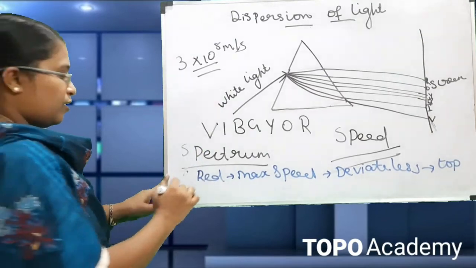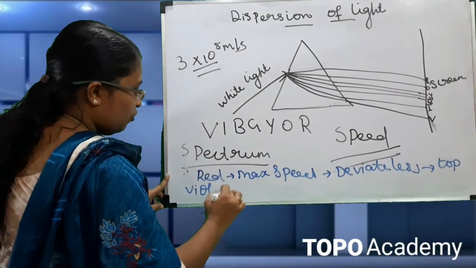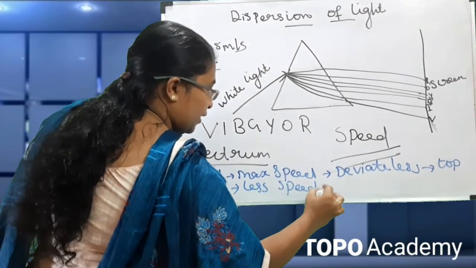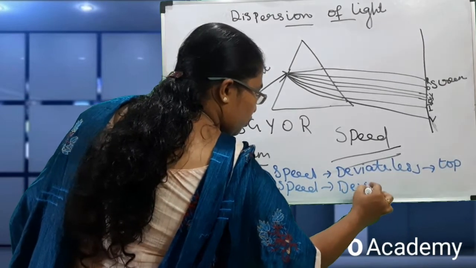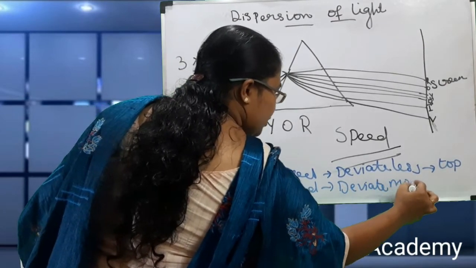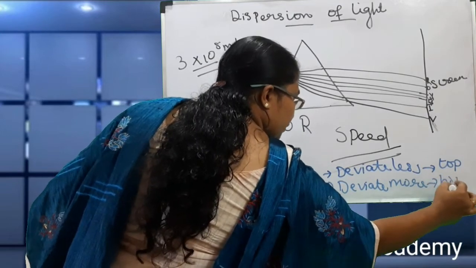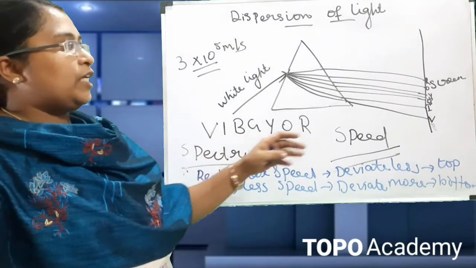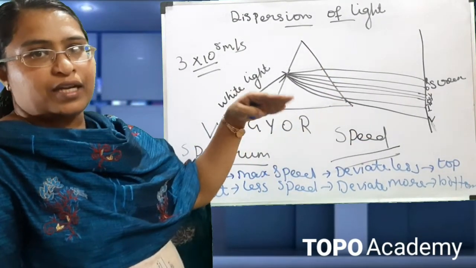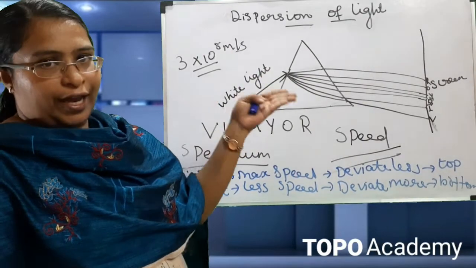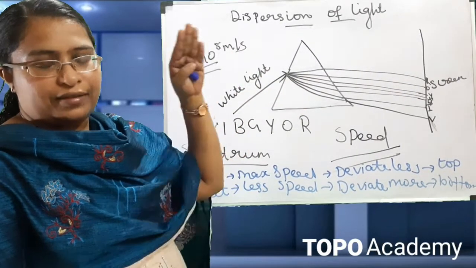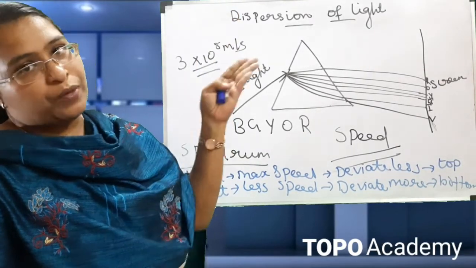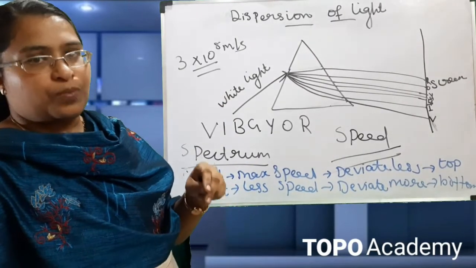And what about the violet? It has less speed, and it is deviated more and seen on the bottom part of the spectrum. All the colors are in between red and violet. All the colors have a speed in between red and violet. So red has the maximum speed and violet has the least speed. That is, red will deviate less and is in the top part of the spectrum, and violet has less speed, so it deviates more and is in the bottom part of the spectrum.